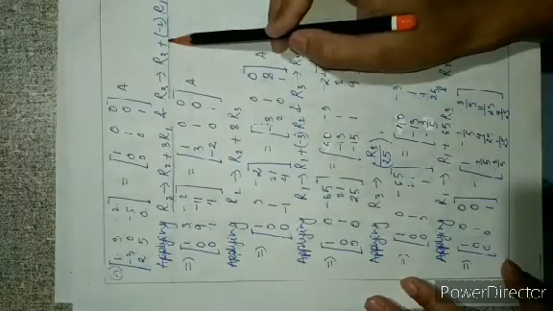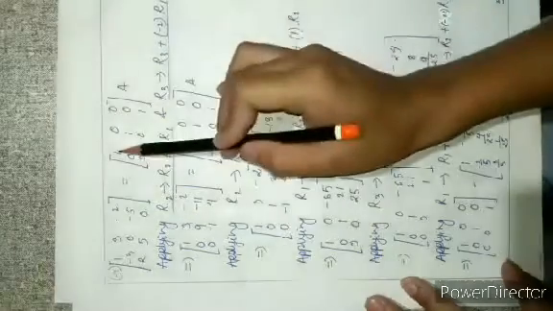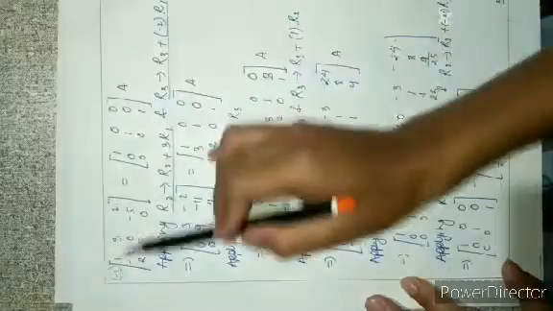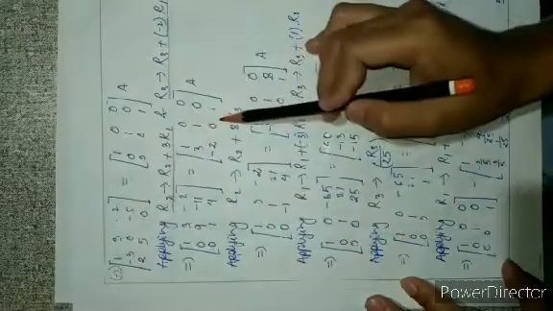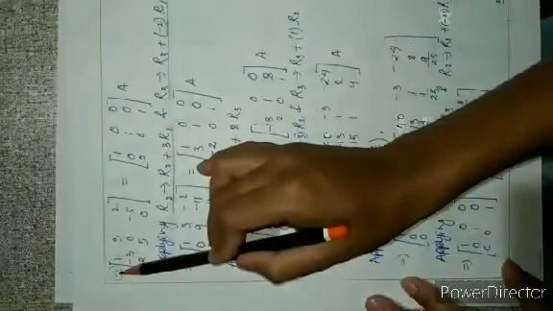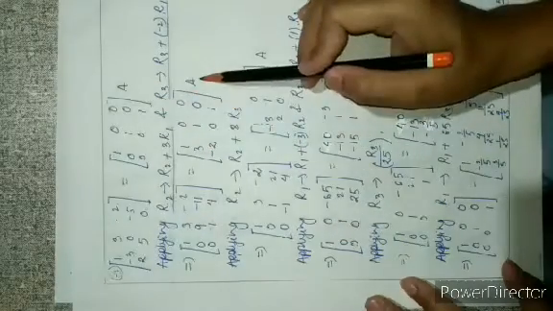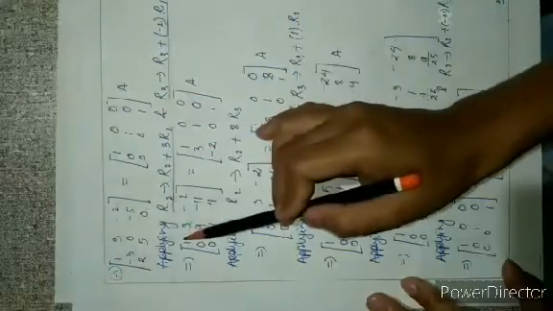Apply this operator on the right hand side. 1 into minus 2 plus 0 is minus 2. 0 into minus 2 is 0. 0 plus 0 is 0. 0 into minus 2 is 0. 0 plus 1 it will be equal to plus 1. Then write matrix A, 1 0 0.